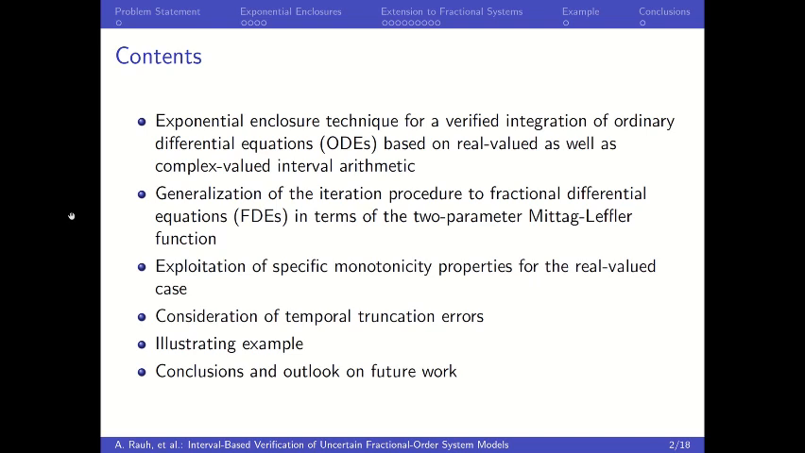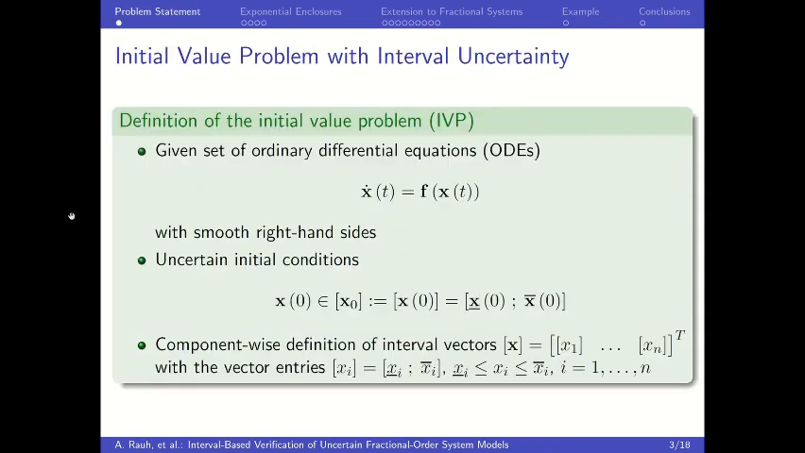Afterwards, this approach will be generalized towards using a Mittag-Leffler type state enclosure approach for the case of fractional order differential equations. After the theoretical contributions, I'll consider a few illustrating examples as well as conclusions and an outlook on future work. Now, let's start with initial value problems with uncertainty in the initial states.